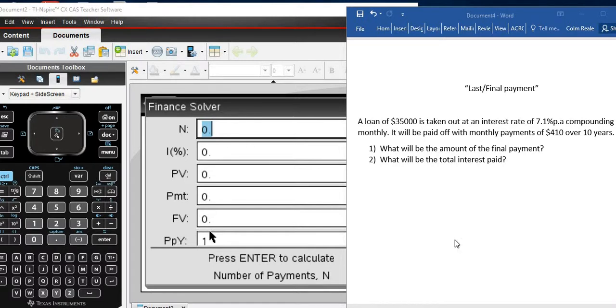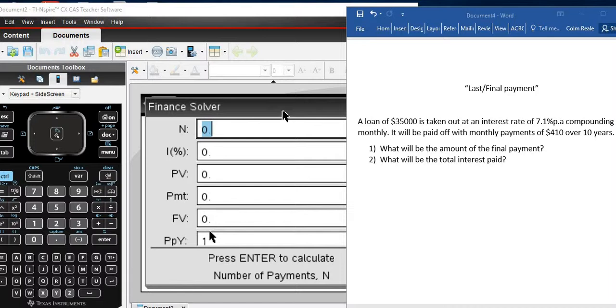Okay, we're going to take a look at this idea of the last or the final payment of a loan. I've set up a situation here where we've got a loan of $35,000 at an interest rate of 7.1% compounding monthly. It's going to be paid off with monthly payments of $410 over 10 years. We're asked what will be the amount of the final payment and what will be the total interest paid.